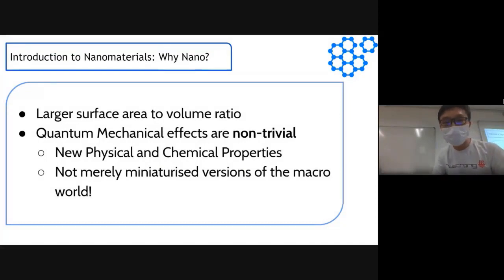I think a lot of people will be asking right now exactly why it's so useful and what's so different about nano. So when you think about nano, we will think about how it has a much larger surface area to volume ratio. So that's just plain math. When you have a very small object, the surface ratio will be very large as compared to the volume. So when we go down to the nano size, we also can take note that the quantum mechanical effects are non-trivial as compared to objects of larger size. When we are talking about quantum mechanical effects, we are thinking about how they have new physical and chemical properties, and they are not just miniaturized versions of the macro world and the normal classical effects.